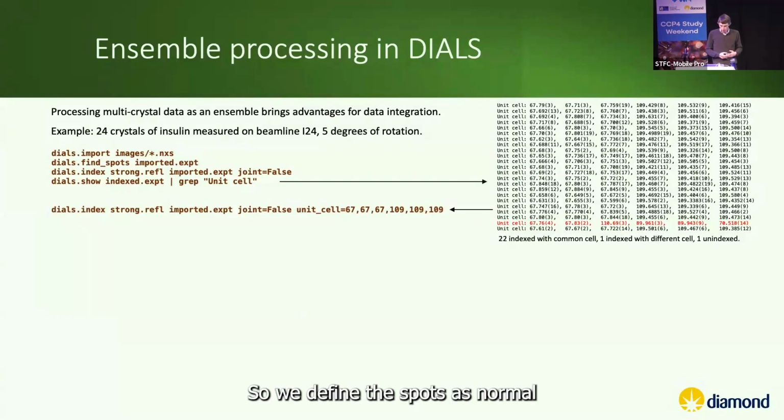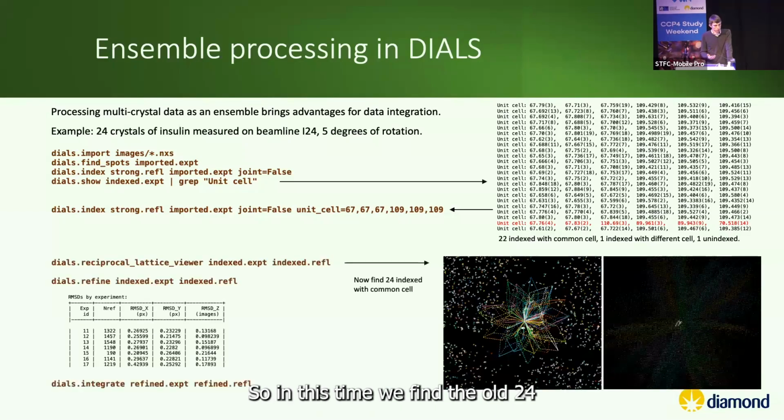So we define the spots as normal. We'd index each crystal with an independent orientation matrix. Then if we look at the distribution of unit cells, I'm not sure how well you can see this, but 22 out of the 24 index with the same cell parameters, 1 indexes with different parameters, and 1 doesn't index at all. So by doing this indexing, you can find the most common cell, then go back and index the data specifying that unit cell. And this time we find that all 24 lattices are successfully integrated.